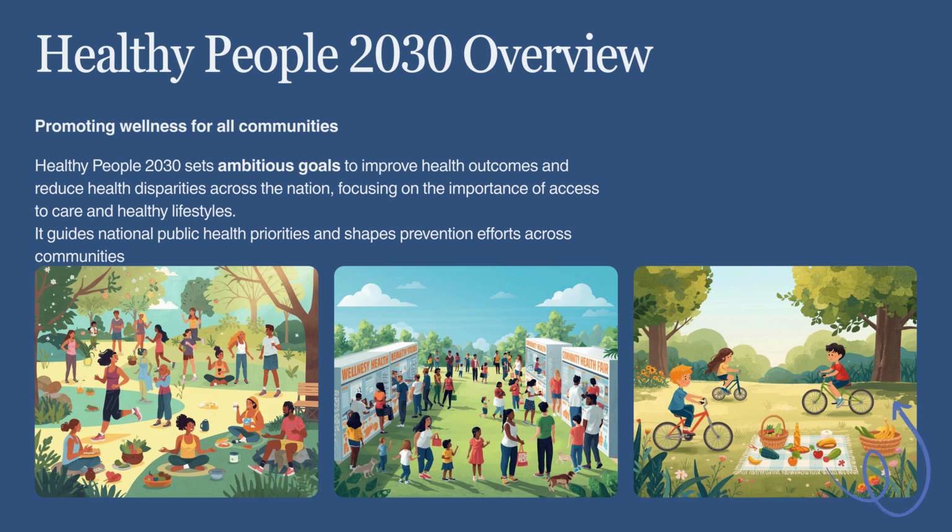Healthy People 2030 gives us national goals for improving health. It highlights the most urgent needs in the United States and outlines achievable targets to improve the well-being of communities. As nurses, we use these goals to guide our education, our advocacy, and our care planning.